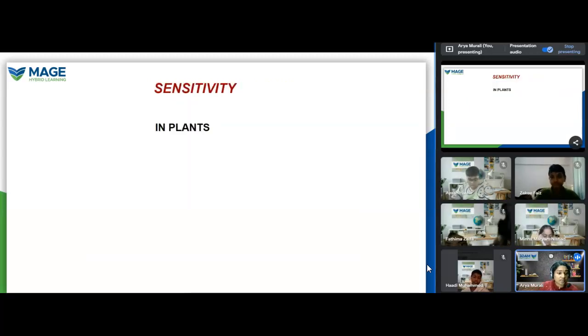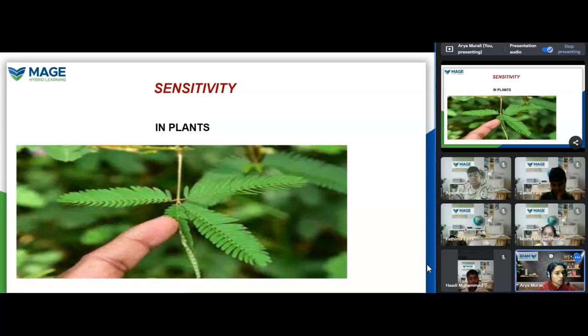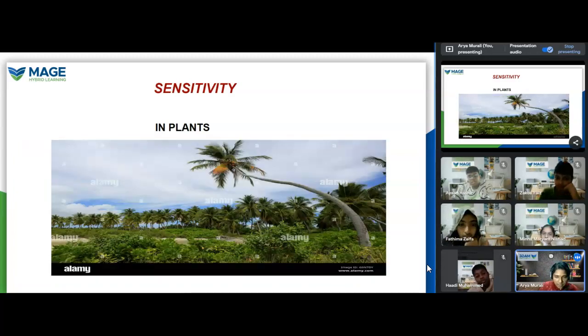Next is sensitivity, right? What is sensitivity in plants? Like we touch and they sense. Yes, the touch-me-not plant is the best example. When we touch, it folds. It's sensitivity. It senses that something is near me or something is touching me. It understands. That's why it folds. Okay, so it's one example of sensitivity.